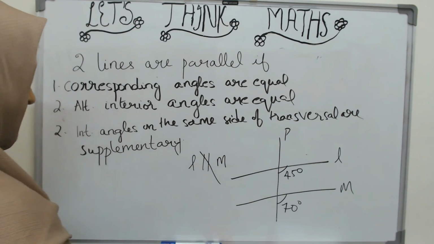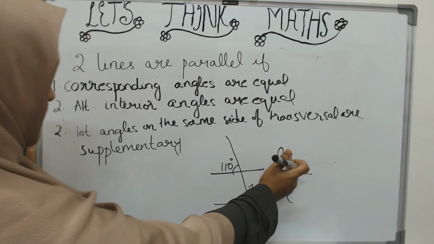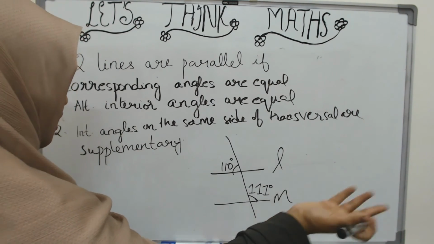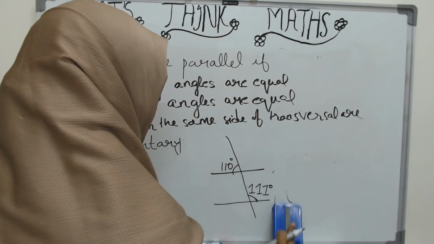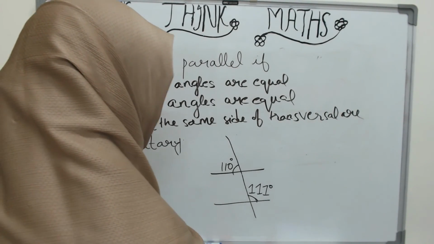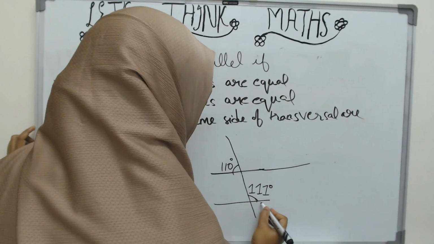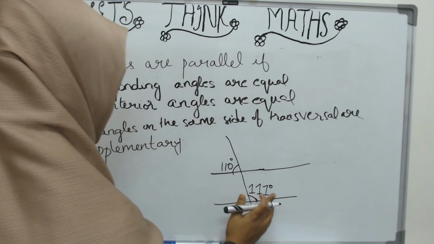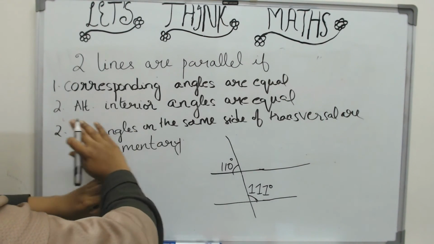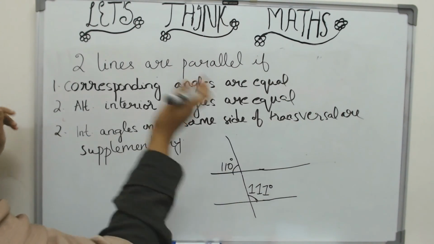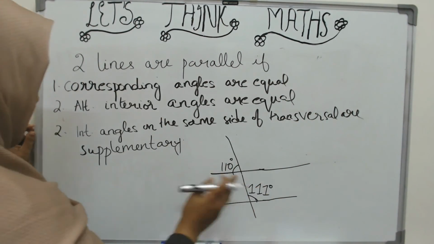Let us see one more example. Now again see here two lines L and M. You don't know if they are parallel, and you see the angles that a transversal has made. One is 110, the other is 111. So now actually you don't see any corresponding angles or any alternate interior angles. So first you have to find a few more angles, right?